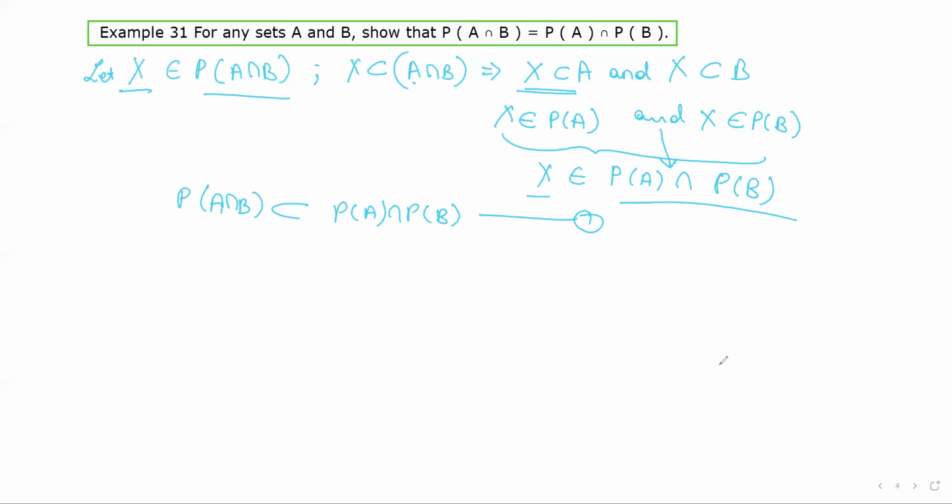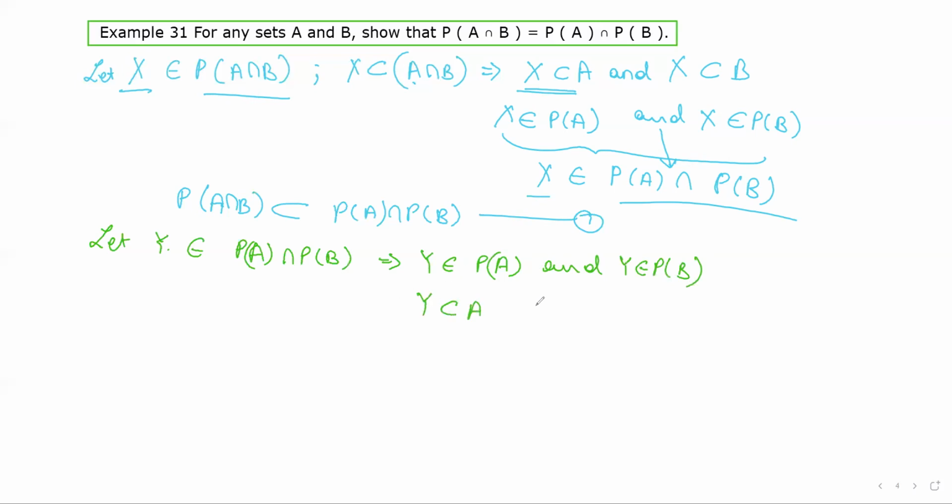Now let's consider the other way around. Let's take an element which belongs to the power set of A, your right-hand side, intersection the power set of B. By writing this in words, we can write that Y belongs to the power set of A, intersection is and, Y belongs to the power set of B. This means that Y should be a subset of A and Y should also be a subset of B. If this is true, then Y should be a subset of A intersection B. Again, if Y is a subset, then Y will definitely be an element of the power set of A intersection B.